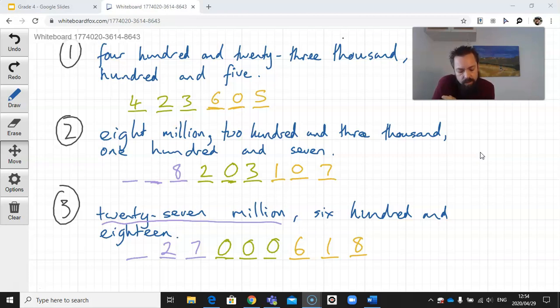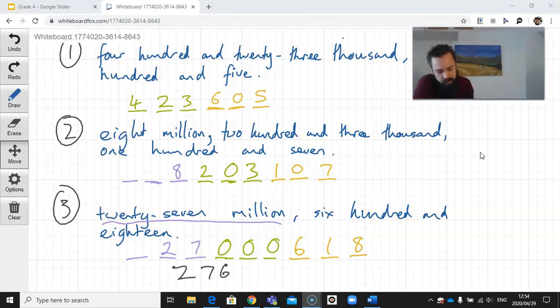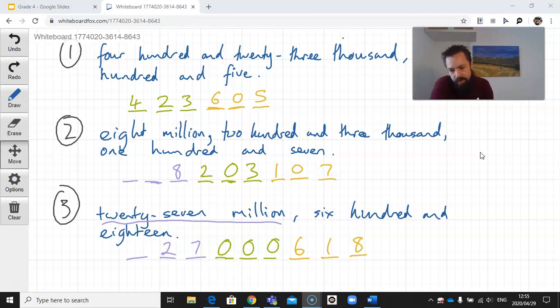And this is why it's so important that you draw the families before you start, so that you don't accidentally end up writing this number 27,618, which is not the right answer. So that's why I like to get into the habit of doing that.